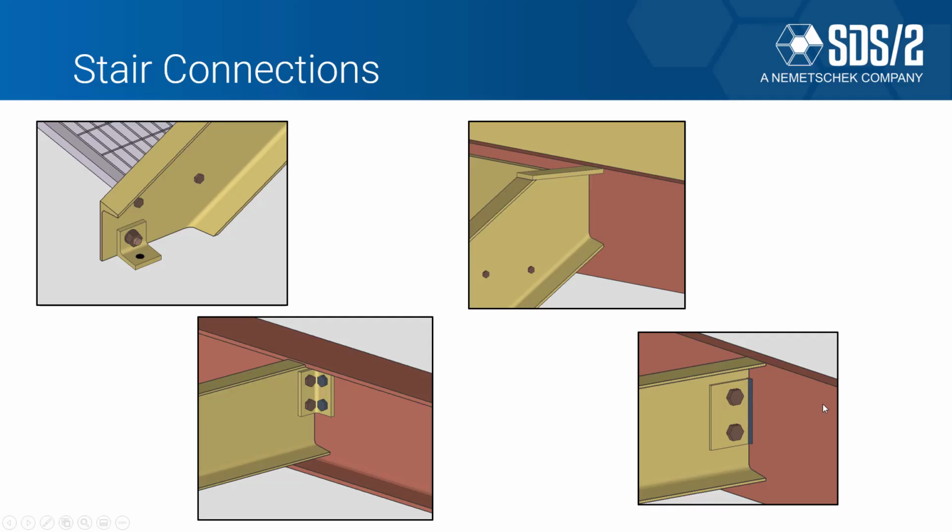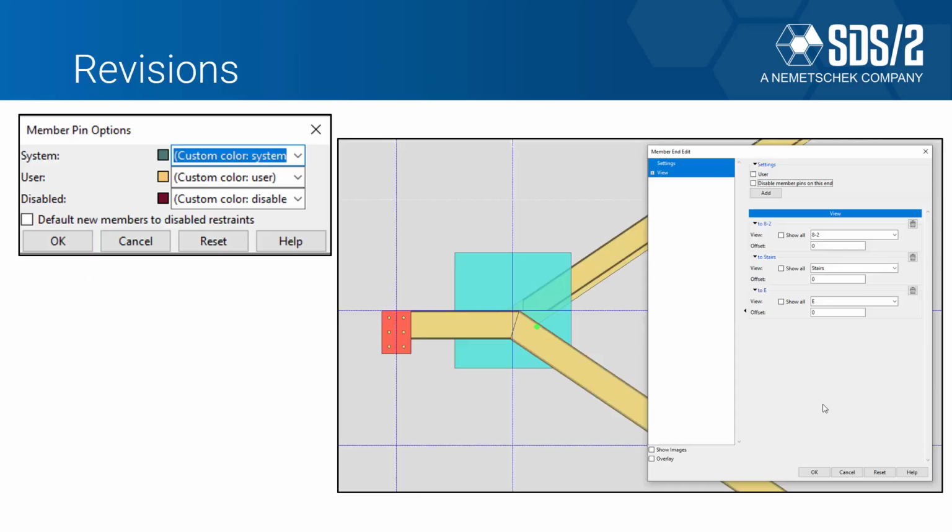So I just have a few of the common stair connections that we will be covering. We're going to be covering a floor clip, a clip angle, a top cap, and also a shear tab. These connections are all going to be manual, and they're not going to have any calculations provided, but we'll be covering that a little bit later.